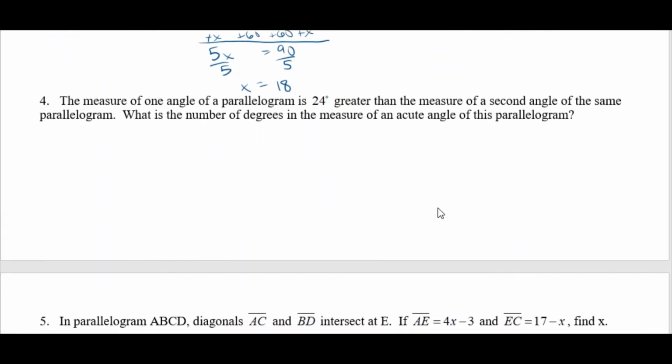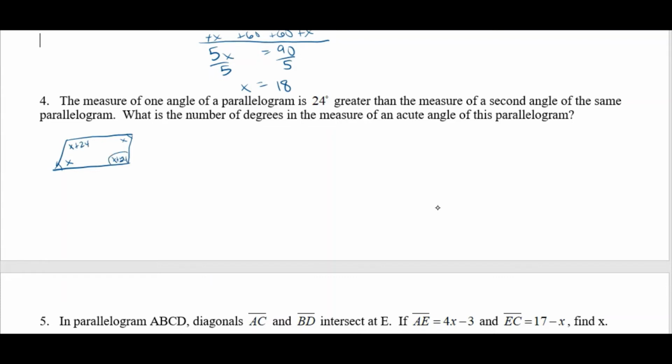All right, number 4, measure of one angle of a parallelogram is 24 degrees more than the second angle of the same parallelogram. Now, if these are angles in our parallelogram, okay, if one of the angles we'll say is x, this angle over here across the way, the opposite angles have to be congruent, so this will also be x. And then the angle that's next to it, or adjacent to it, would be x plus 24, and this angle would be the same.